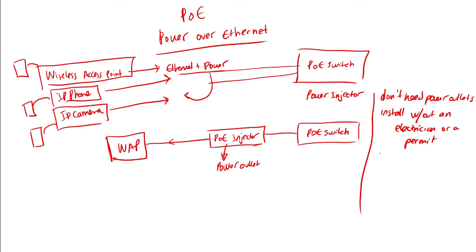We can also remotely reboot the device because we can toggle the power from the switch port instead of having to physically go unplug it if it crashes. So say my camera stops responding, I don't have to send a tech out to manually power cycle the camera. I can just do it from the switch.